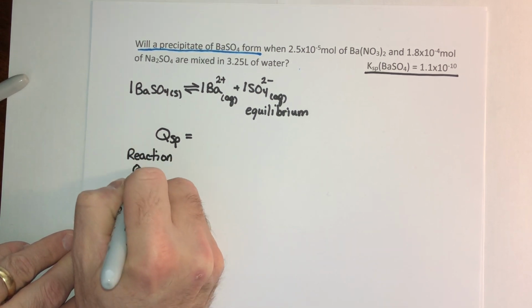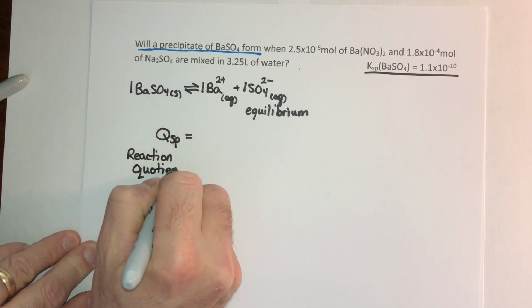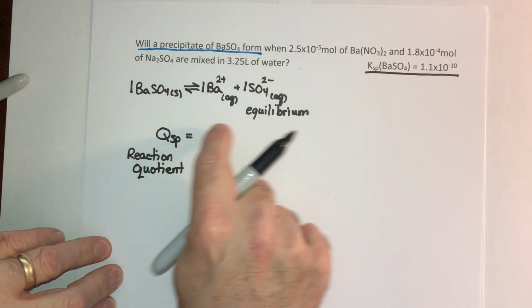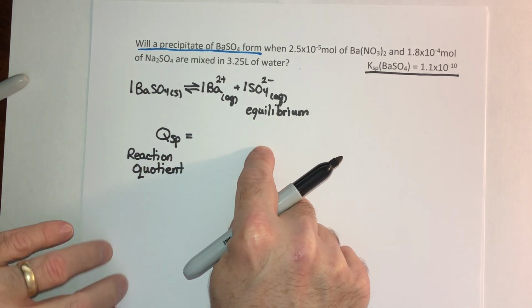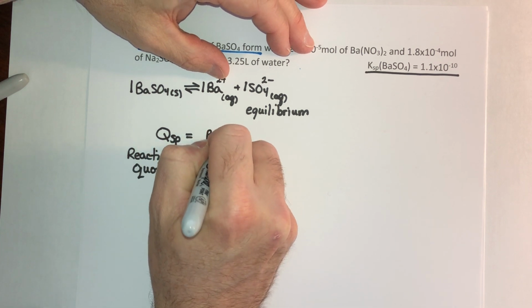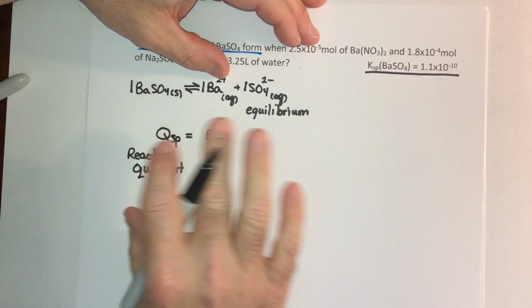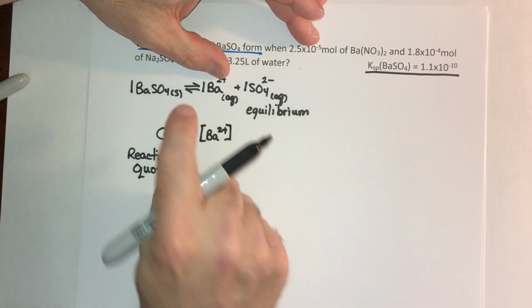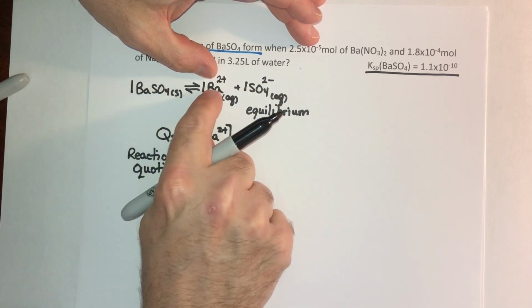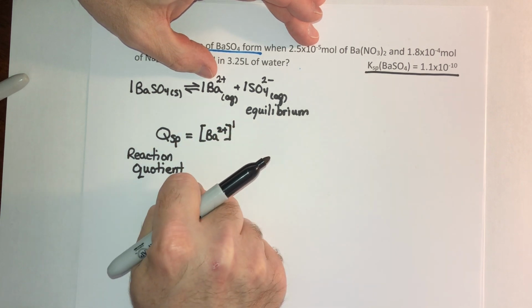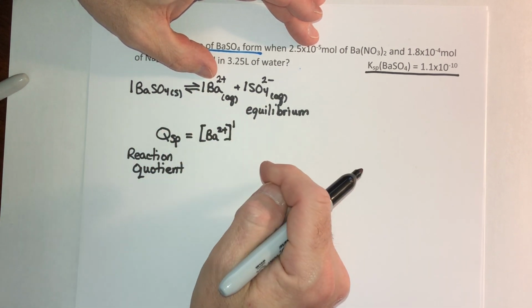This is my reaction quotient. Now a reaction quotient and an equilibrium constant basically set up the same way. This is going to be equal to products divided by reactants. So if we go through and pick out our products, my first product is barium 2+. This problem is all about concentrations, so I'll put square brackets to show concentration. And the number that was used to balance the equation for barium becomes the power for barium. So it's barium 2+ to the power of 1, because there's a 1 used to balance the barium.